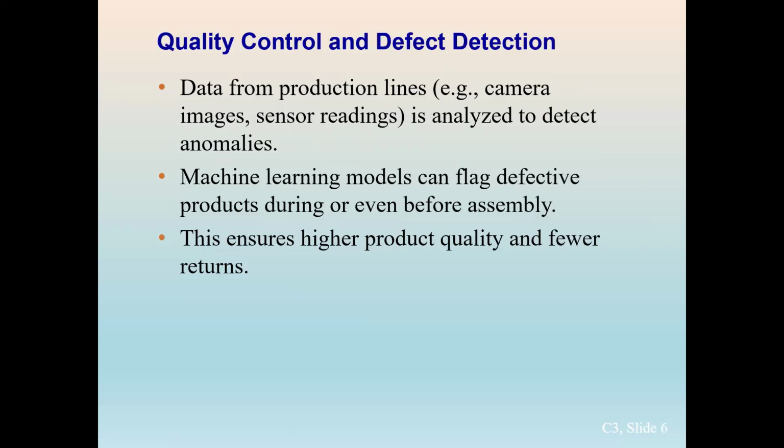Next is quality control and defect detection. So big data analytics enables the real-time monitoring of product quality at various stages of production. So by identifying patterns and also anomalies, manufacturers can detect defects earlier, also reduce scrap, and ensure consistent product quality. So analysis of large volumes of production data can lead to better quality control also.